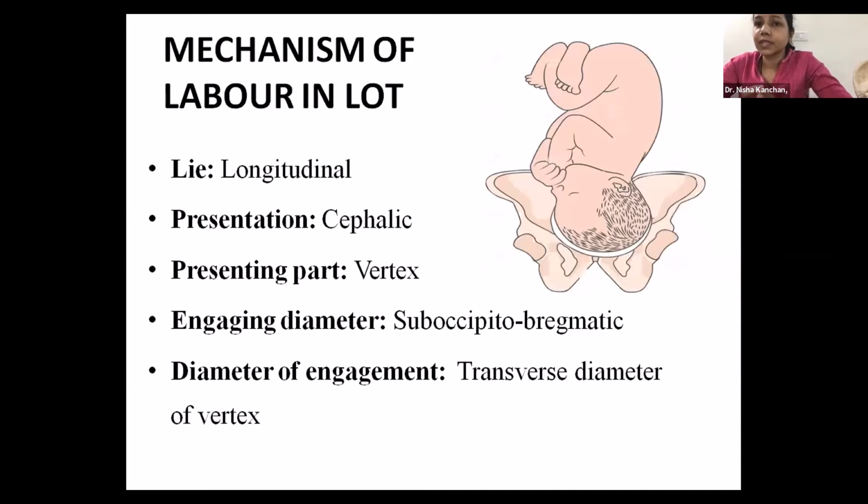So what is the difference between engaging diameter and diameter of engagement? Engaging diameter is the diameter on the fetal skull. Diameter of engagement is the diameter on the pelvis. Okay, so this is the difference between engaging diameter and diameter of engagement. Now, in this position in LOT, can anybody tell me what is the denominator? What will be the denominator in this position? Yes, occiput. So the denominator is going to be the occiput.